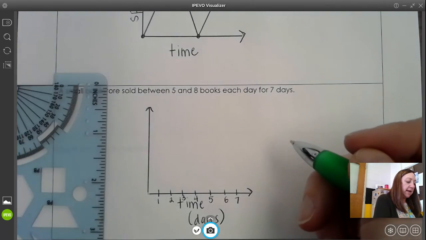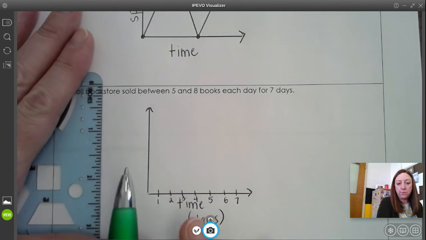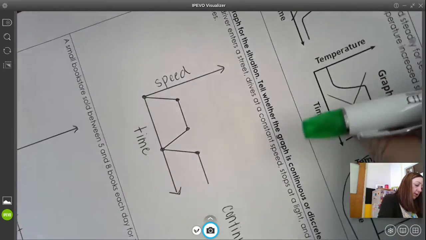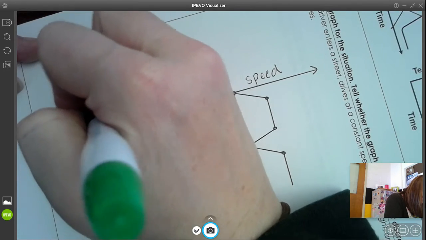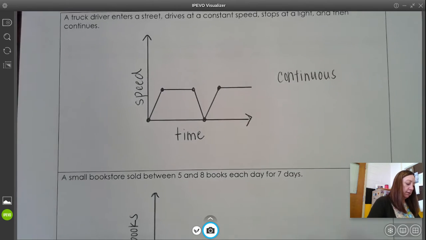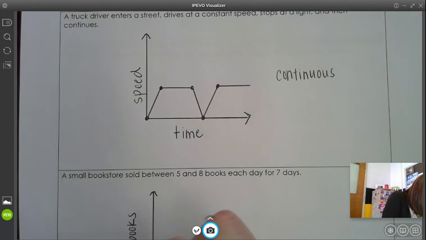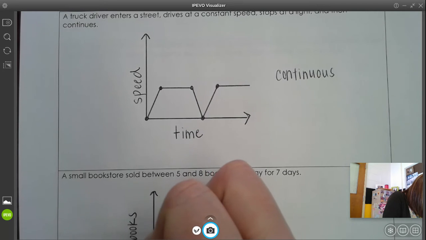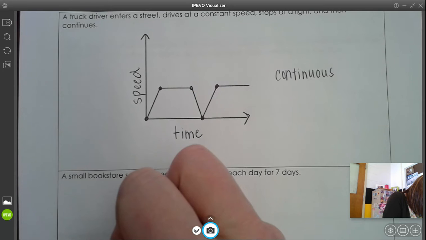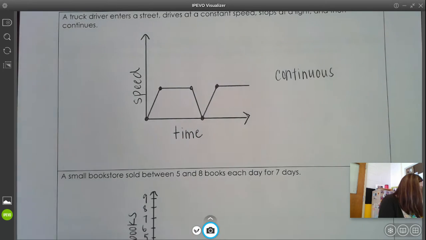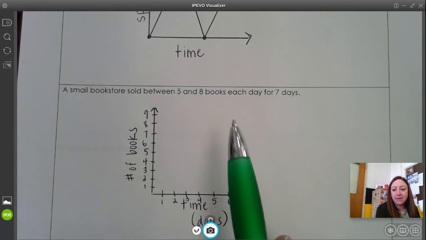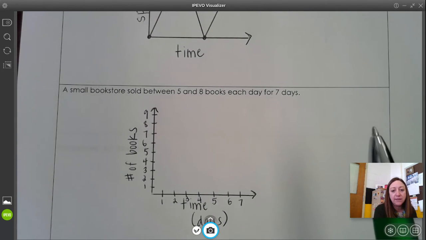Okay, and they sold between 5 and 8 books. So if there are numbers in the problem, we probably should have numbers in our graph as well. Here we're talking about the number of books that we sold, so I'm going to label this part number of books. It's between 5 and 8, so I'll just count by ones. This one is a little bit tricky because it doesn't say exactly how many they sold, so we can just make this up.